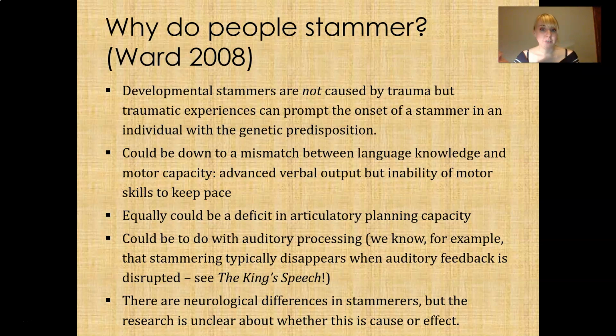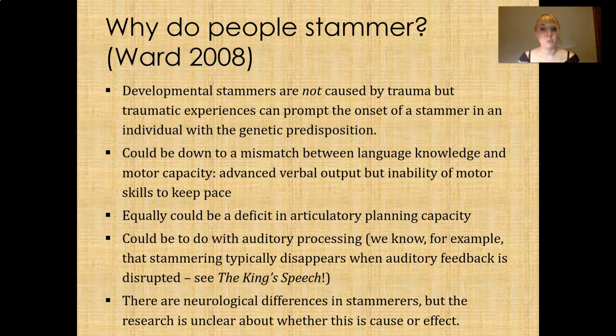Equally, it could be a deficit in articulatory planning capacity. That's just a fancy way of saying being able to think about what it is that you're going to say as you're trying to say it. So it could be that for some young people, their ability to want to speak is slightly quicker than their brain's current ability to form coherent sentences and work out what it is that they want to say. And this can result in this sort of disfluency where there are lots of pauses and stammers whilst this is being worked out by the brain in order to catch up.